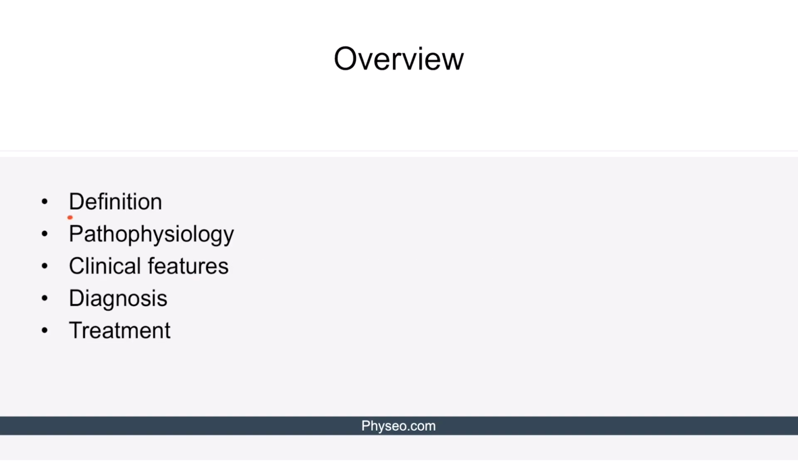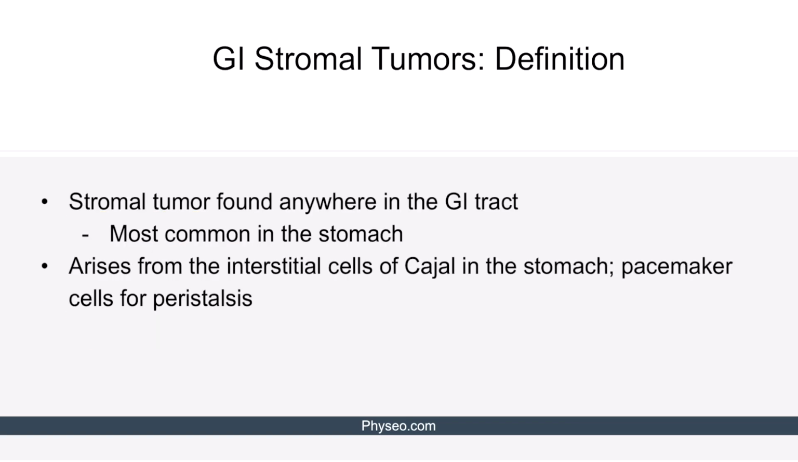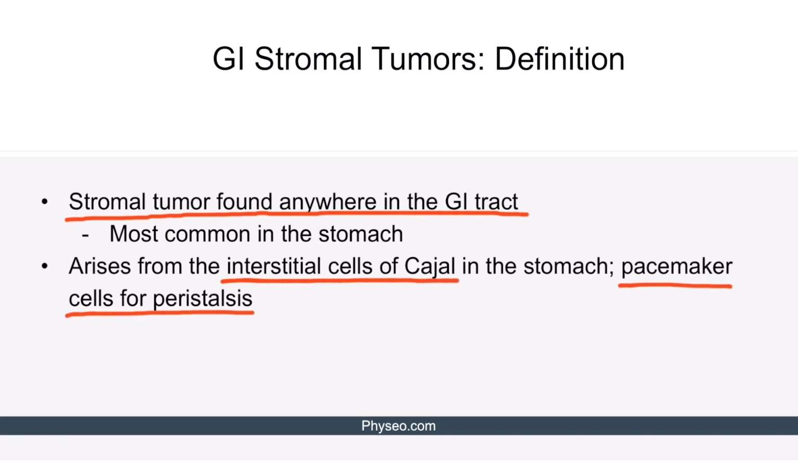We will be discussing the definition, pathophysiology, clinical features, diagnosis, and treatment of gastrointestinal stromal tumors. Now let's discuss the definition of GIST. Gastrointestinal stromal tumors can arise anywhere throughout the gastrointestinal tract, but are most commonly found in the stomach. GIST usually arises from the interstitial cells of Cajal in the stomach. These cells are considered the pacemaker cells of the GI tract and help with peristalsis.